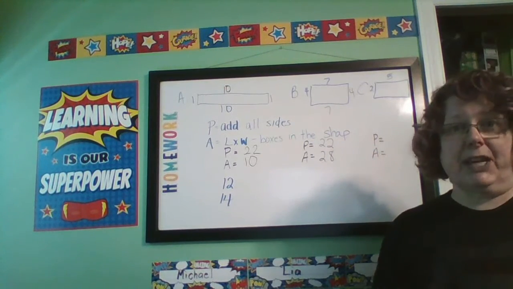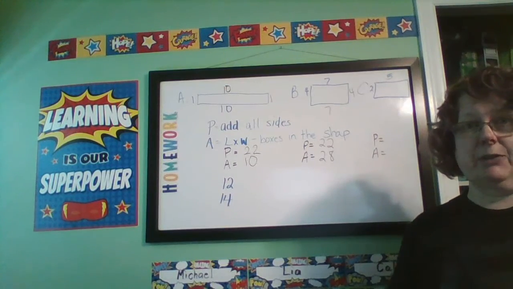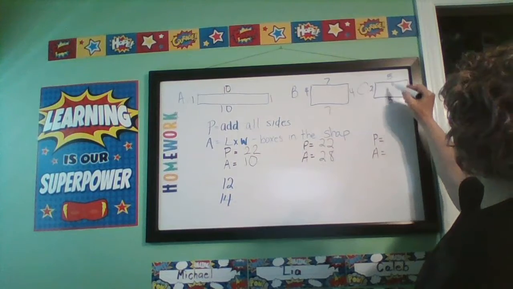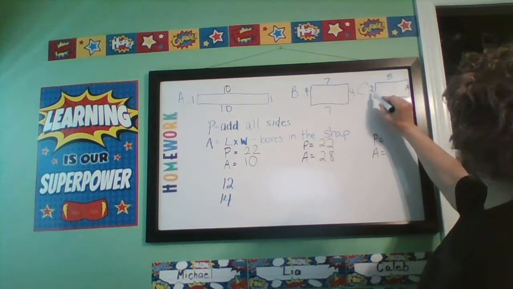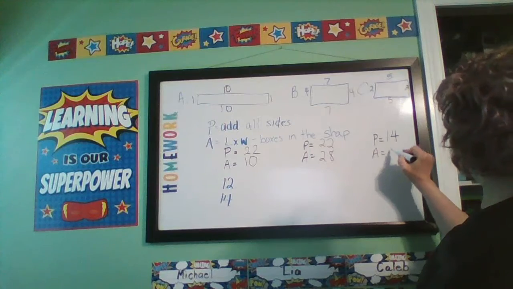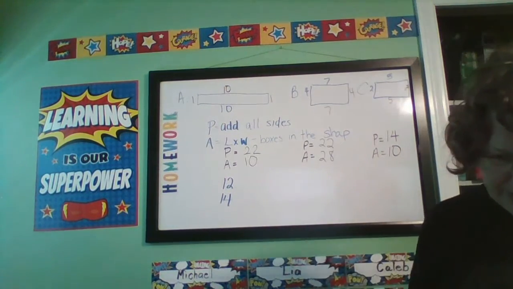Remember, you have that multiplication chart in the front of your soft math book. You may use that to help you. Finally, our perimeter here, 5 plus 5 is 10, plus 2 is 12, plus 2 is 14. Our area, 5 times 2, is 10. Okay, let's look at our questions.